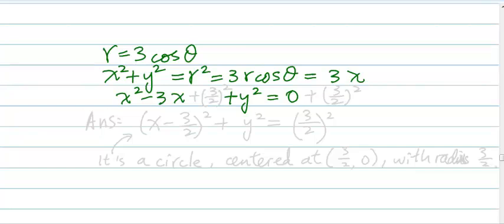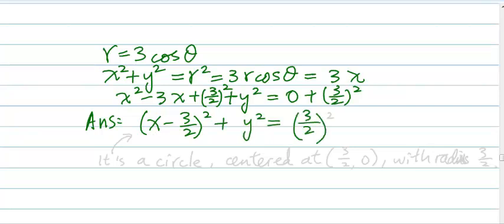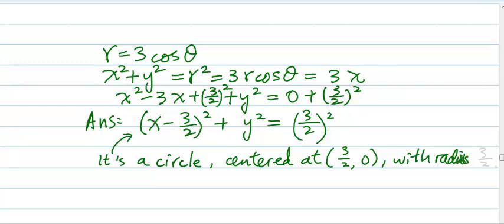We complete the square. We use the absolute value of the coefficient of x, which is 3, divided by 2, and then we square this fraction. We add 3 over 2 squared to both sides of the equation. Our answer is x minus 3 over 2 squared plus y squared equals 3 over 2 all squared. From this equation, we know it's a circle centered at (3 halves, 0), with radius 3 halves.